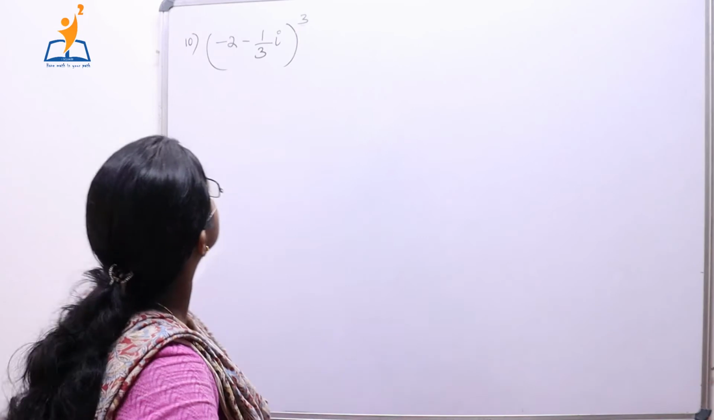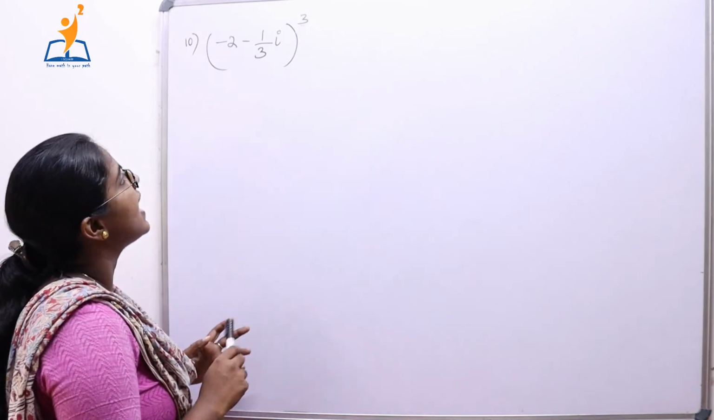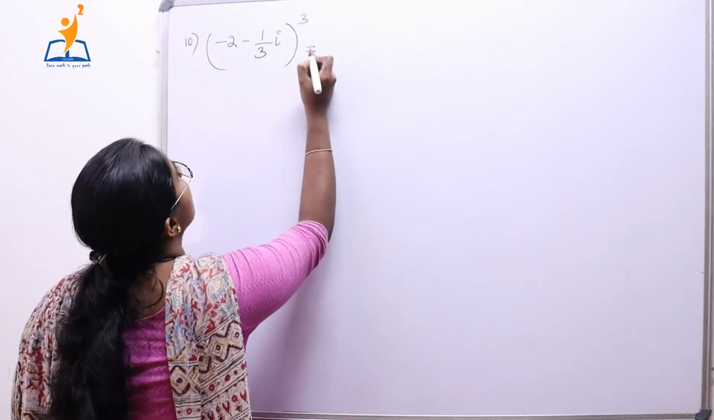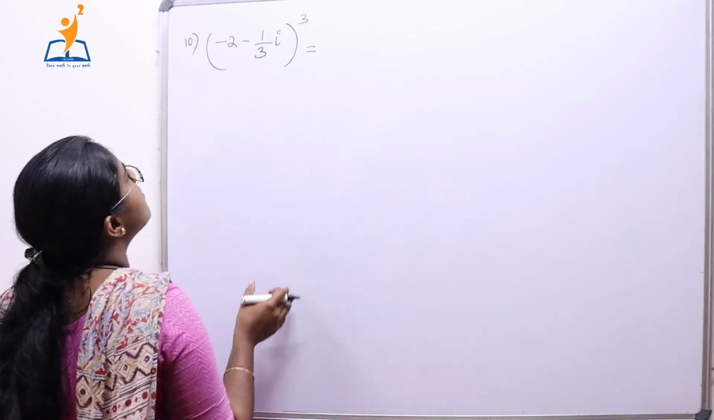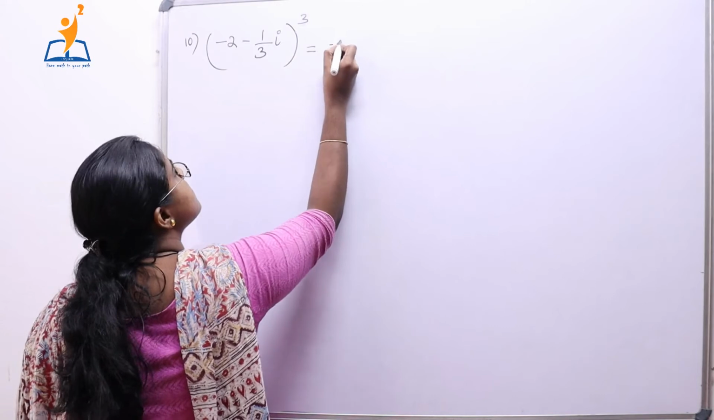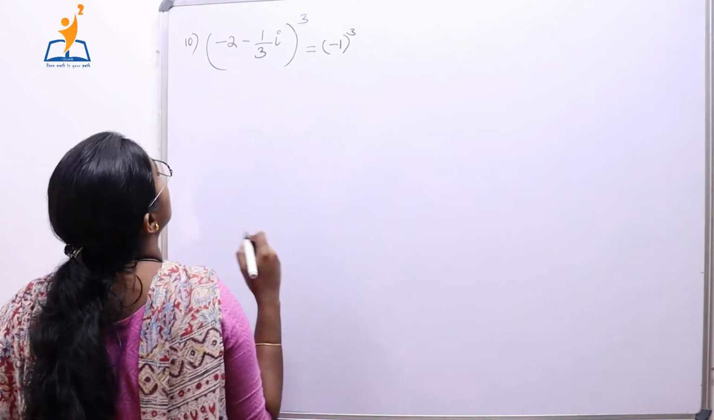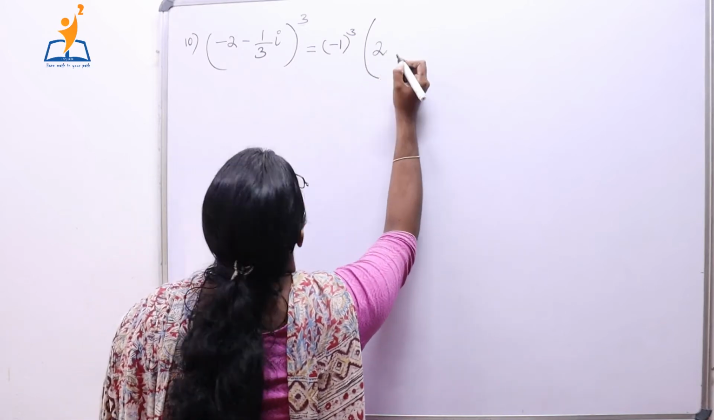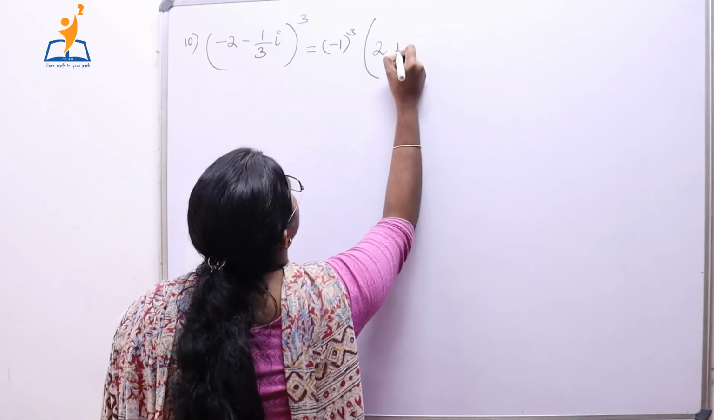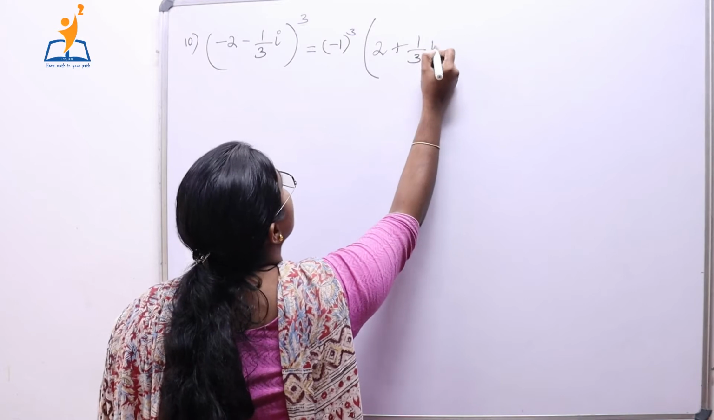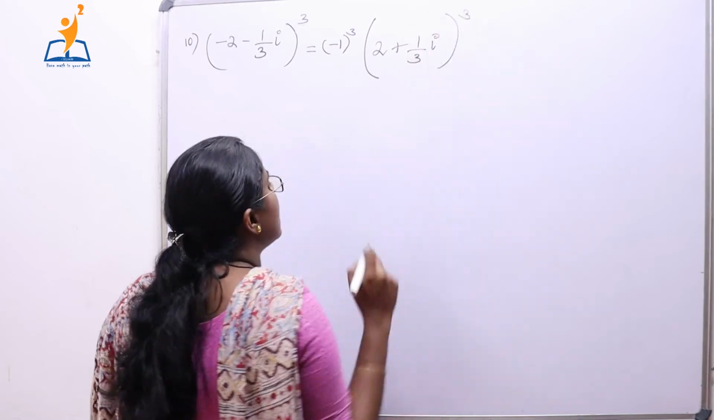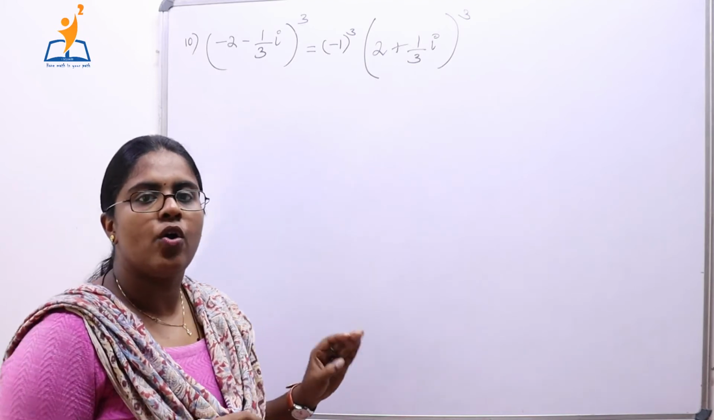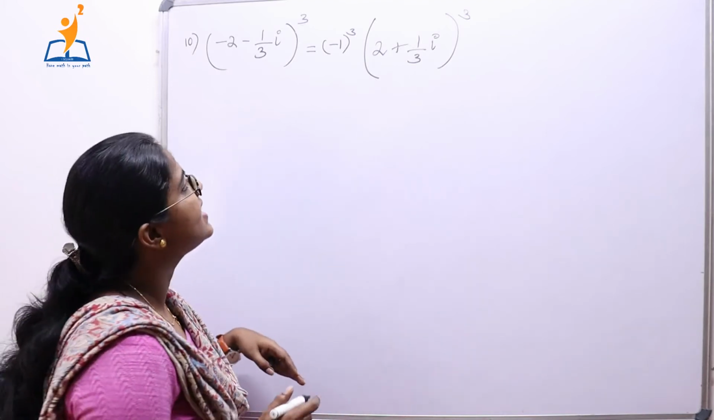Next question is minus 2 minus 1 by 3i the whole cube, and this can be written as, we can take minus common from this cube, so that is minus 1 cube is taken outside. Now we have minus is taken out, so it will become 2, and minus 1 by 3i will become plus 1 by 3i the whole cube. And we know that this particular term is of the form a plus b the whole cube, and we can split it using that identity.